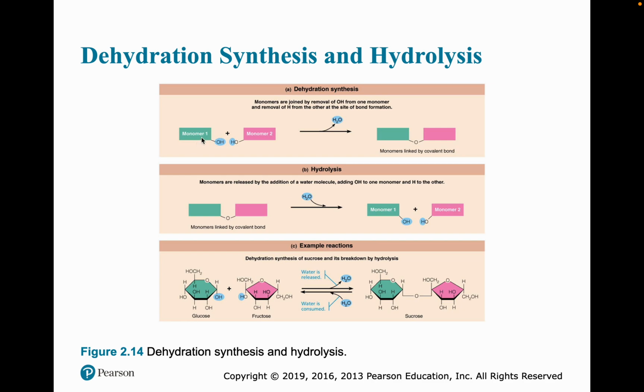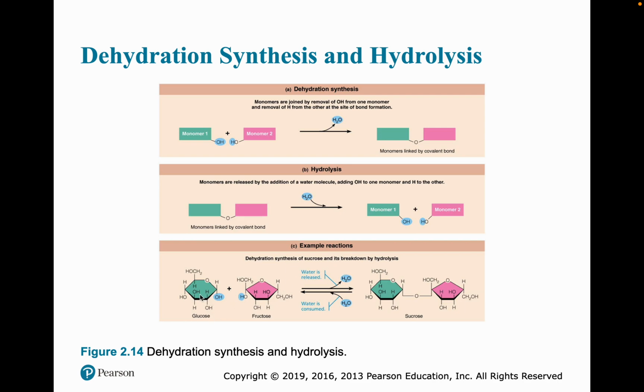So monomer 1 donates an OH, monomer 2 donates an H. That water is gone, and now these 2 monomers are linked together. In the reverse of that, you add water to that bond, and an H goes to one, and OH goes to the other. A great example of that is carbohydrates.